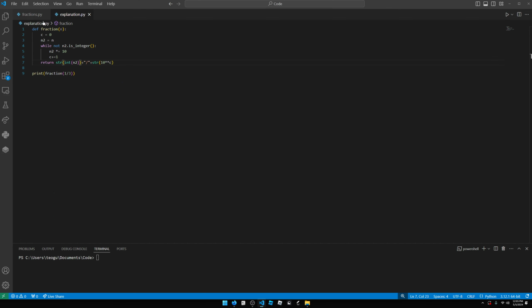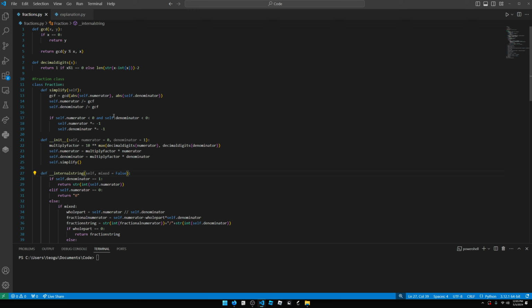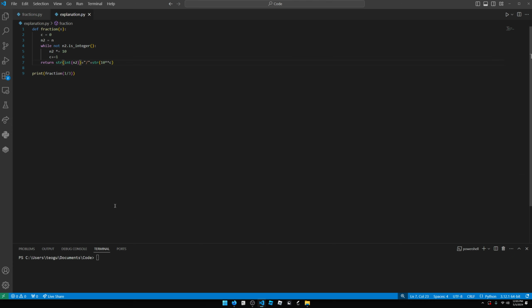Python has data types like floats, strings, integers, and all sorts of stuff, but it doesn't have fractions. And you might think, why can't you just use floats? But floats have precision errors. So I'll show you now.